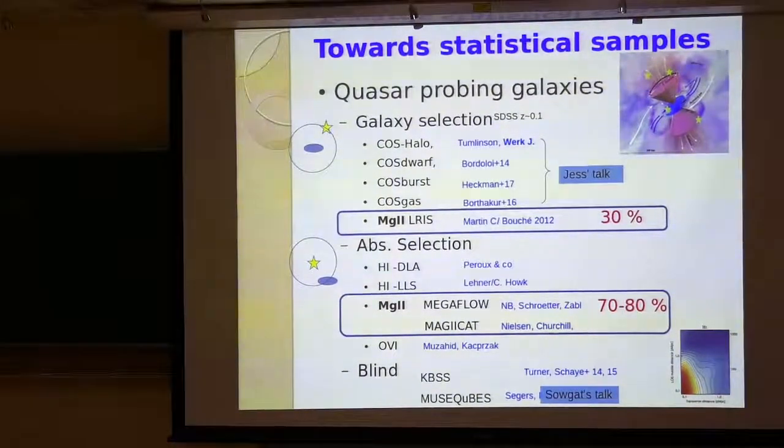Whereas if you do a selection on magnesium first and then you look for the galaxy afterwards with IFUs, you have an 80% detection rate. Of course, now you have magnesium anyway, so you don't throw away the 70%.